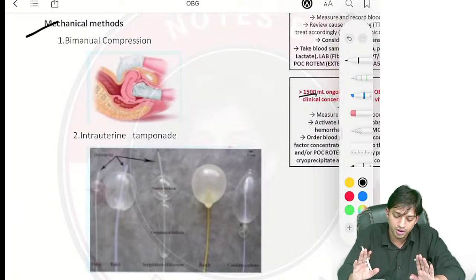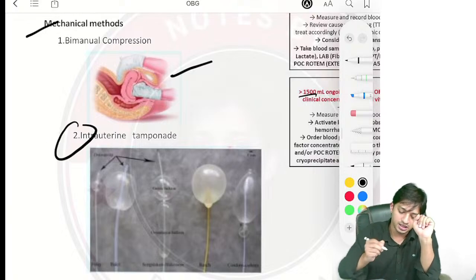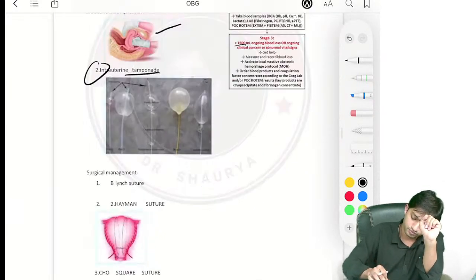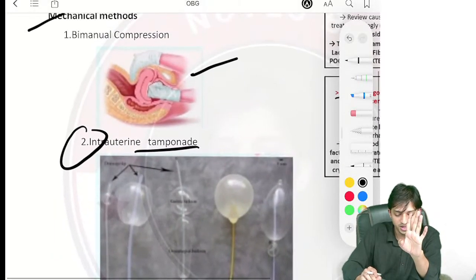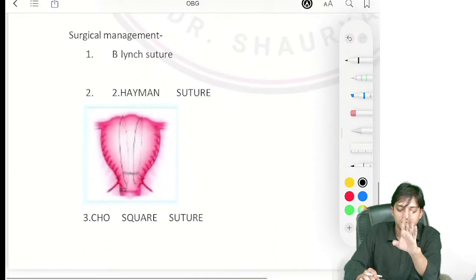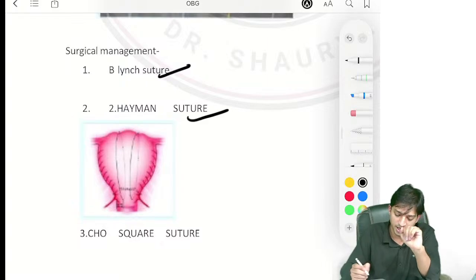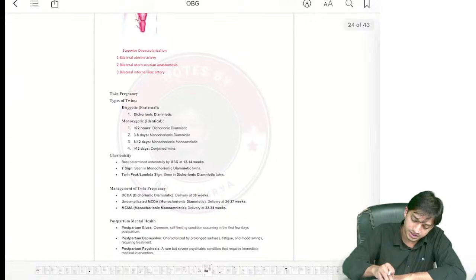Now coming here to the mechanical methods. What you are going to do? You are going to do first the bimanual compression, as demonstrated in the image. Second, you will have to put an intrauterine tamponade. Surgical methods they have asked you. For the PPH we have discussed bimanual compression, second is intrauterine tamponade. In surgical methods you go for the B-Lynch suture, then you go for the Hayman suture, right? And Cho square sutures. Done.